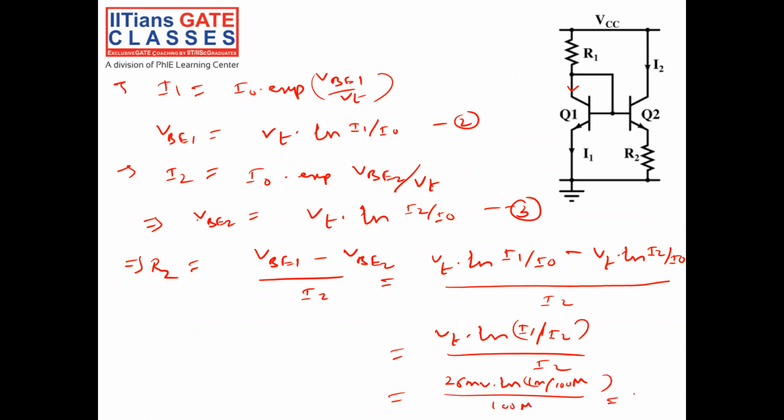Okay, let's calculate this one. So 26 into 10 power of minus 3, right? 26 millivolt into ln of 1 milli, that is 10 power of minus 3, divided by 100 micro, which is 100 into 10 power of minus 6, divided by 100 micro, 100 into 10 power of minus 6.